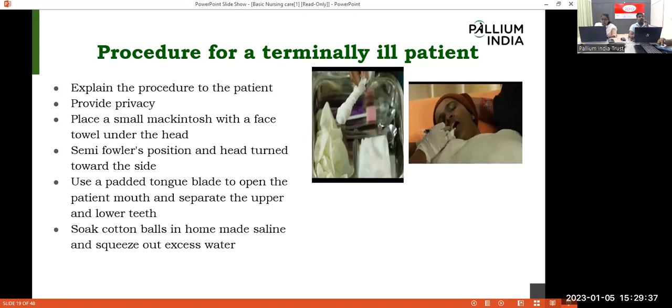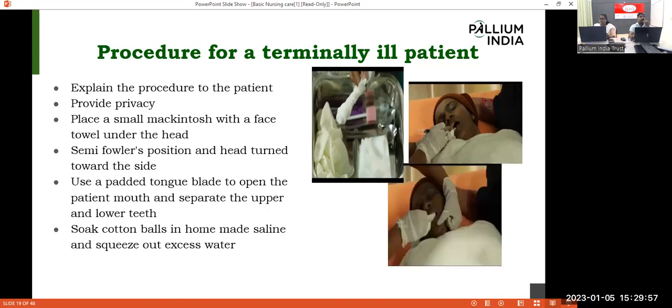Then soak the already prepared cotton balls in homemade saline and squeeze out the excess water. Before giving care, or before wiping inside the oral cavity, we need to squeeze out the excess water. Otherwise, it will cause aspiration.